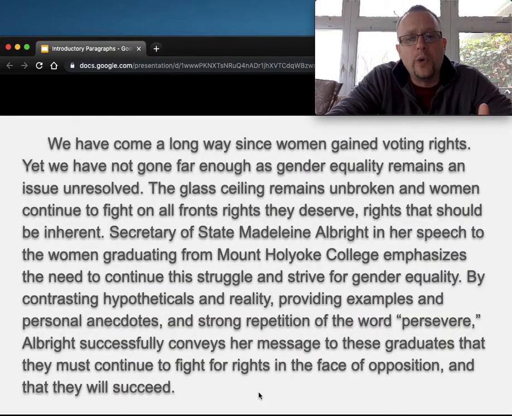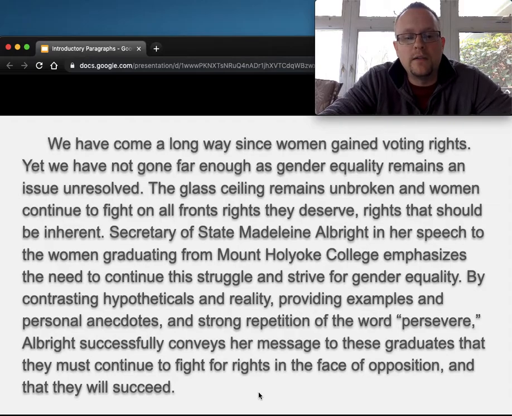You notice right away this is a lengthier introduction than the one sentence one that we were just looking at before. We have come a long way since women gained voting rights, yet we have not gone far enough as gender equality remains an issue unresolved. The glass ceiling remains unbroken, and women continue to fight on all fronts rights that they deserve, rights that should be inherent. Secretary of State Madeleine Albright, in her speech to the women graduating from Mount Holyoke College, emphasizes the need to continue this struggle and strive for gender equality.